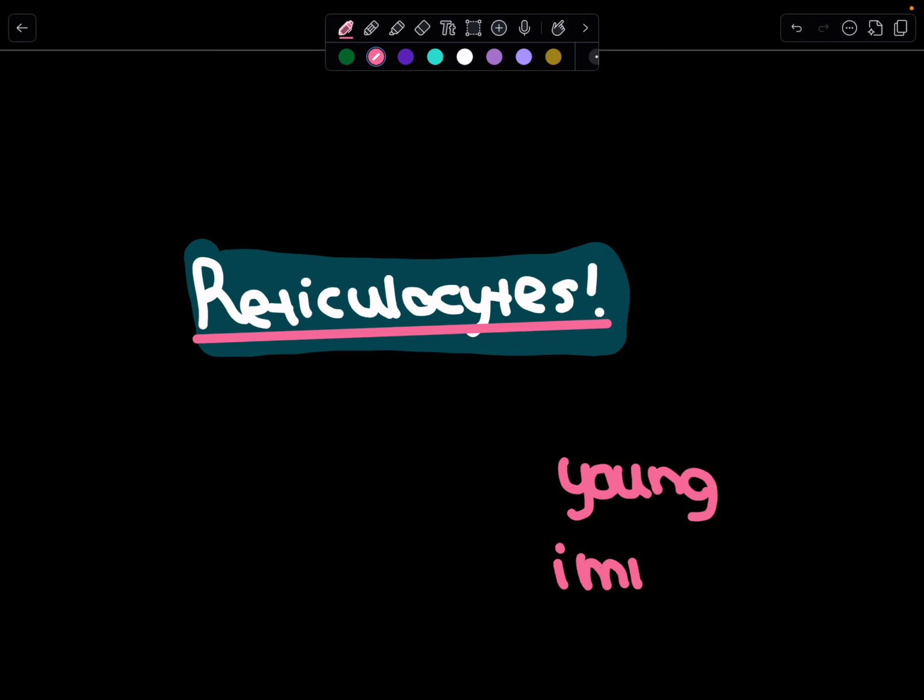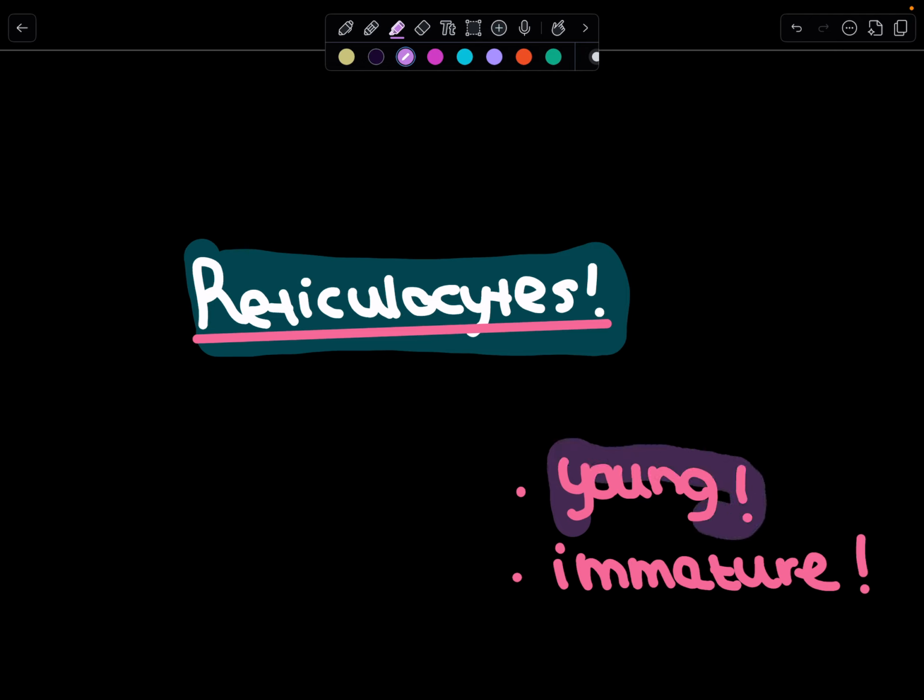High reticulocyte counts suggest the marrow is cranking out cells to compensate, like in hemolysis or after blood loss, while low counts point to bone marrow failure or deficiencies like iron, B12, or folate, where production is sluggish. Checking reticulocytes helps figure out if anemia is from poor production or rapid cell destruction.